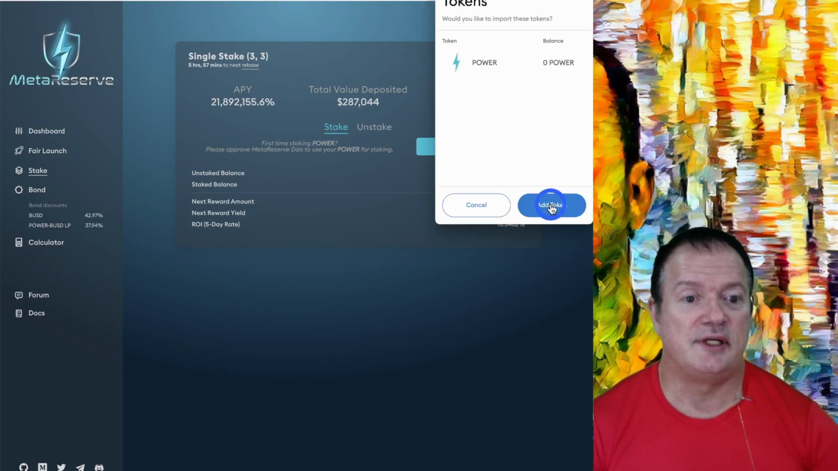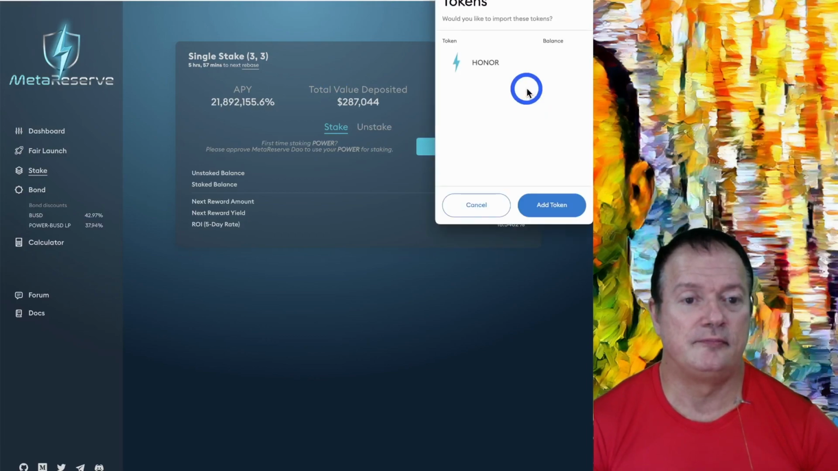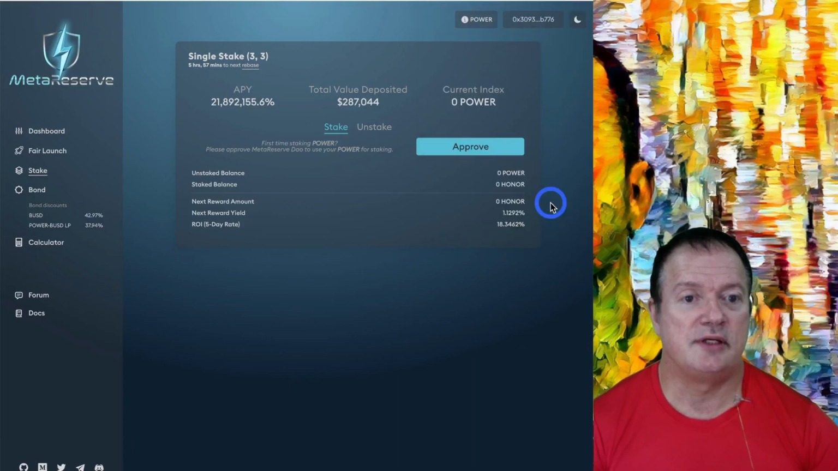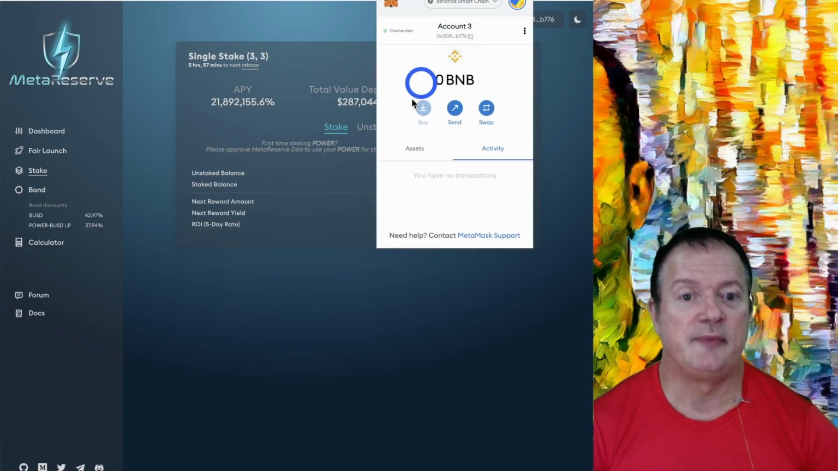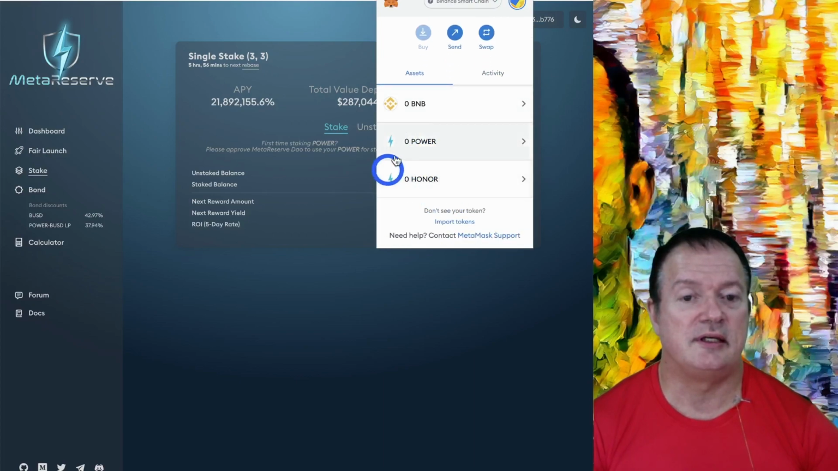And we confirm that. And then we can also add the Honor token. So we added the two tokens. So if we buy them on MetaMask, and then if we stake them, we should still see them in our wallet. So just to show you where they appear, we go in the assets, and you can see that I added the Power and the Honor tokens.